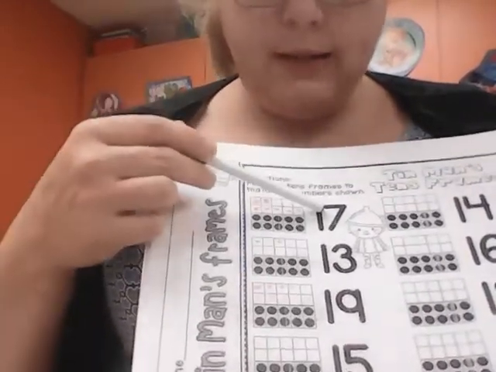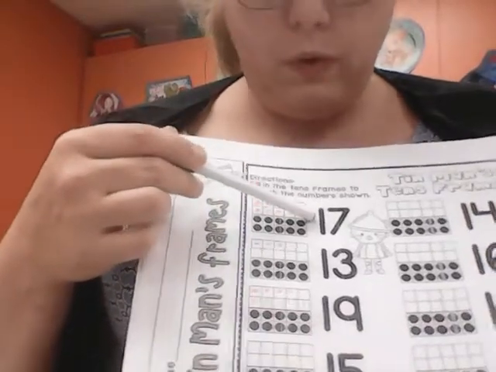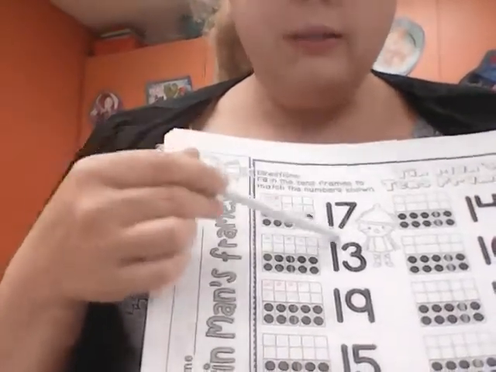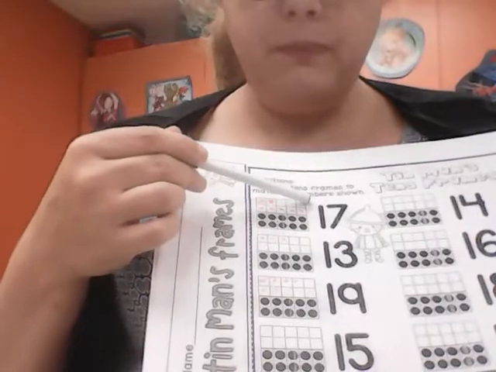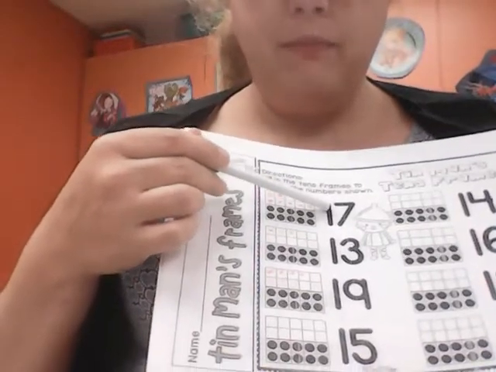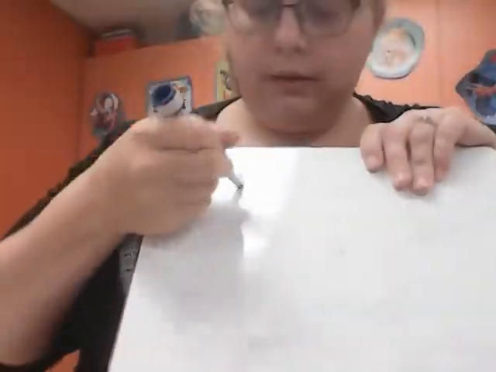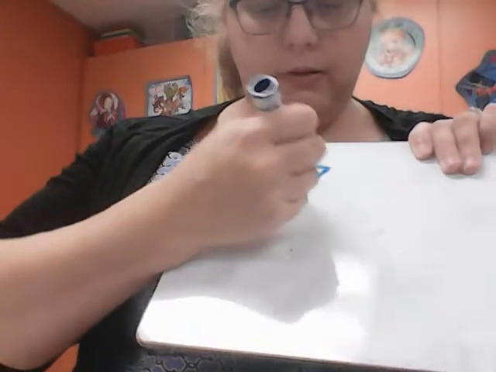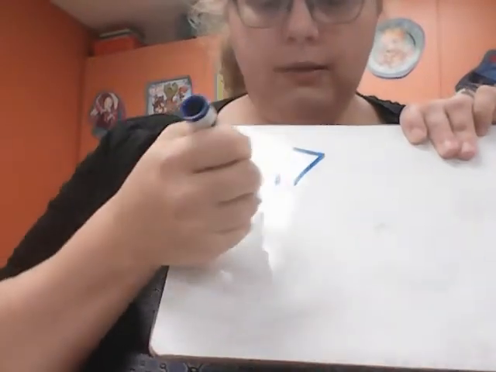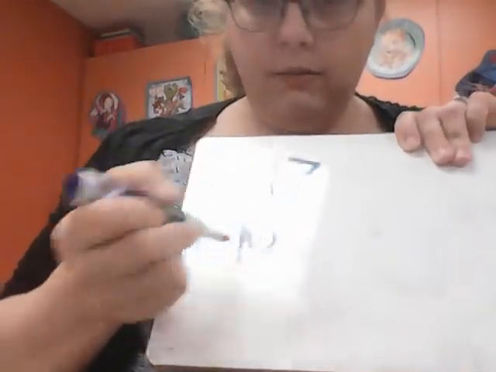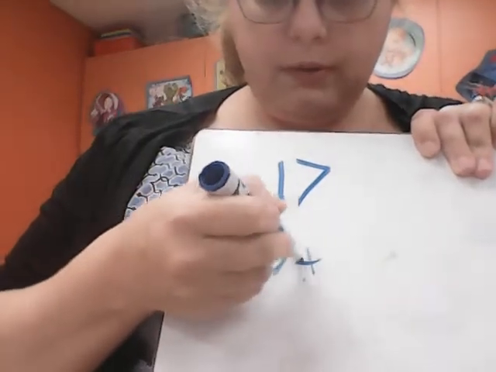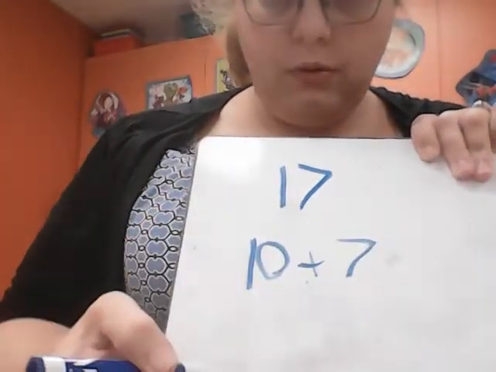So when we look at 17, 17 is a 1 and a 7. The 1 stands for teen. That means there's 10. So if I wanted to break that number up, it would mean that there are, so here's 17. This means that there are 10 plus 7 more.